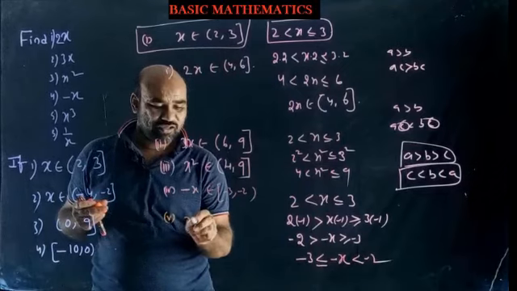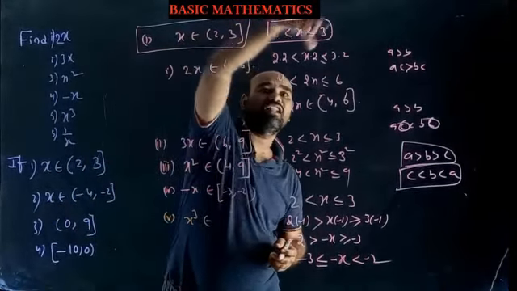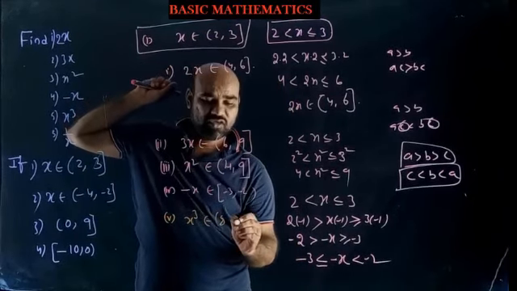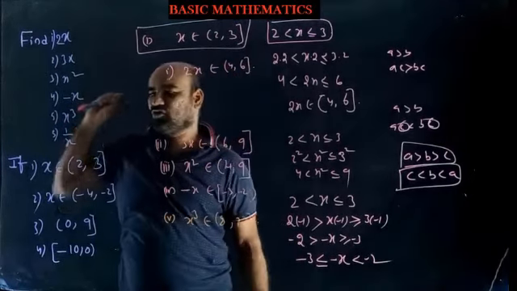Next one, x cube, the fifth. All the elements should be cubed, that is not a big problem. So for 2 to 3, all elements are cubed. 2 cube is 8, open 8. 3 cube means 27, closed 27. That is x cube.